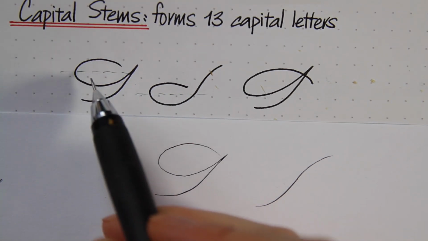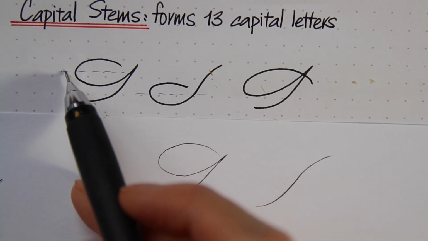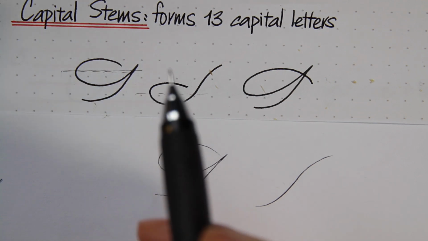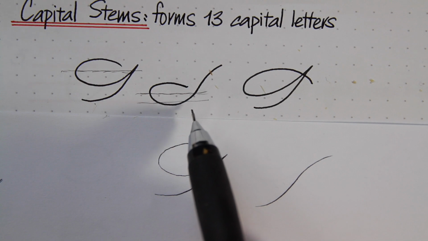In the first two stems here, the common factor is the horizontal oval. One is at the bottom and one is at the top. But when you bisect these ovals, the lines that you bisect them with are both parallel to your baseline.